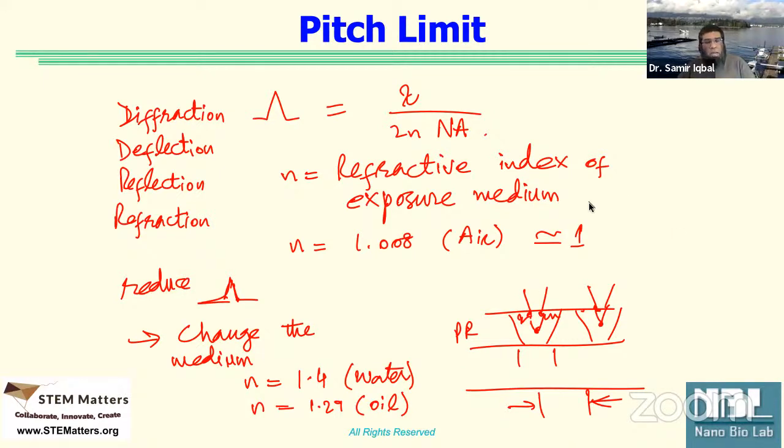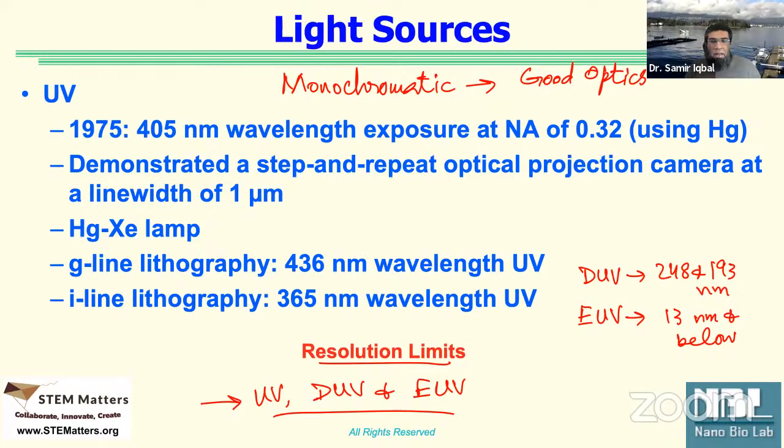So lambda has this effect: if I make the lambda smaller, I can put many more of those things together. So what wavelengths have they used? Starting from 1975, there was 405 nanometer wavelength exposure at a numerical aperture of 0.32. It was a mercury lamp. Over the years we have tried to bring the wavelength down. There was another technology change also, step and repeat, where the UV exposure would happen in one place on the wafer, then move to another place, expose it, move on. That's called step and repeat.